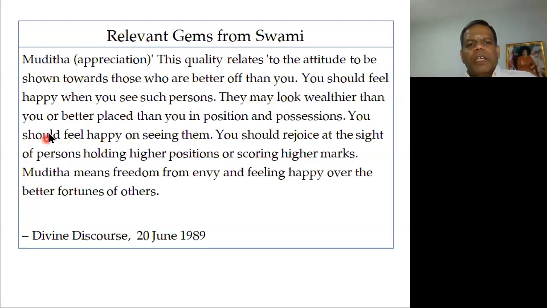You should feel happy when you see such persons. They may look wealthier than you or better placed than you in position and possessions. You should feel happy on seeing them. You should rejoice at the sight of persons holding higher positions or scoring higher marks. Mudita means freedom from envy and feeling happy over the better fortunes of others.